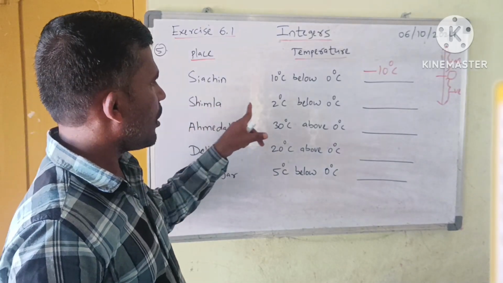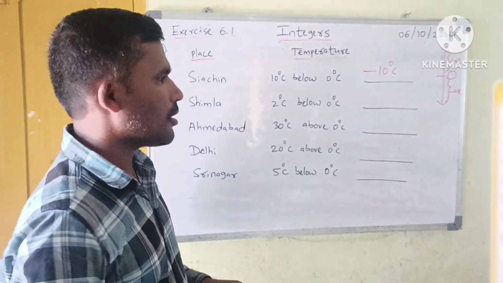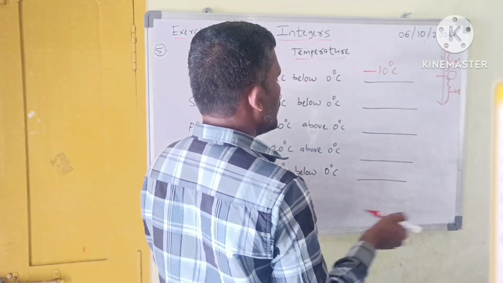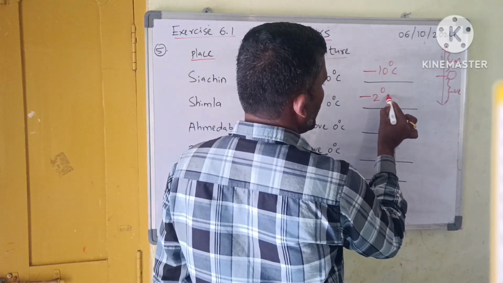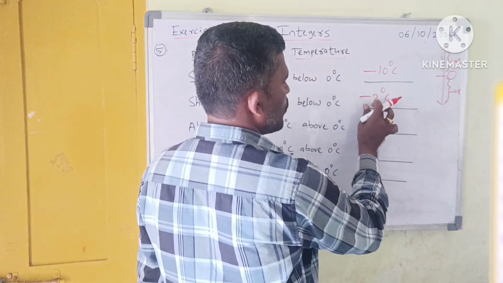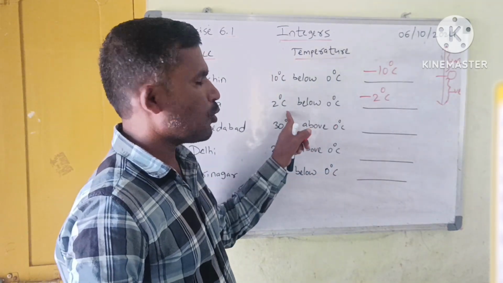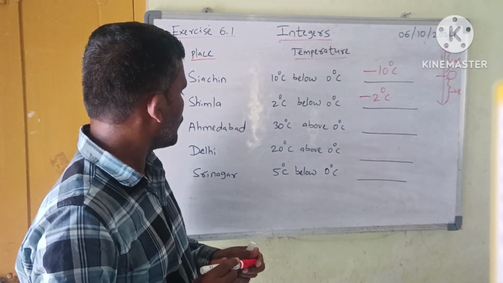Shimla is 2 degrees centigrade below 0 degrees. Below 0 degrees means negative only. You take the negative sign. And how much? 2 degrees. So that is minus 2 degrees centigrade. Minus 2 degrees centigrade is 2 degrees centigrade below 0 degrees centigrade.